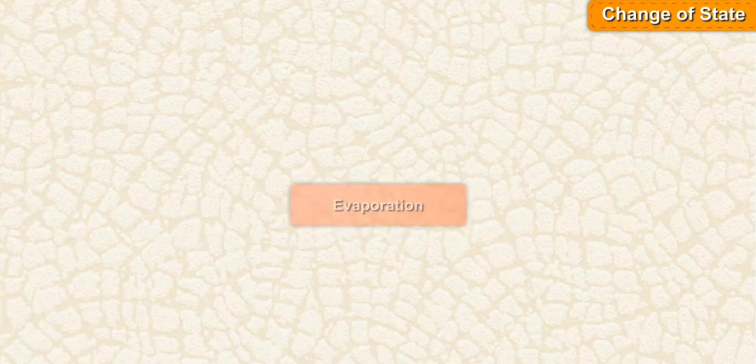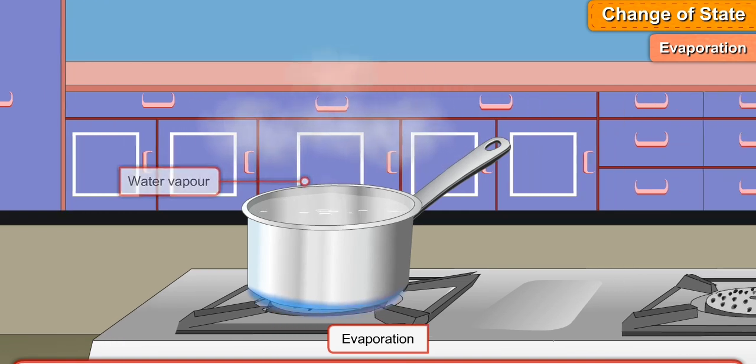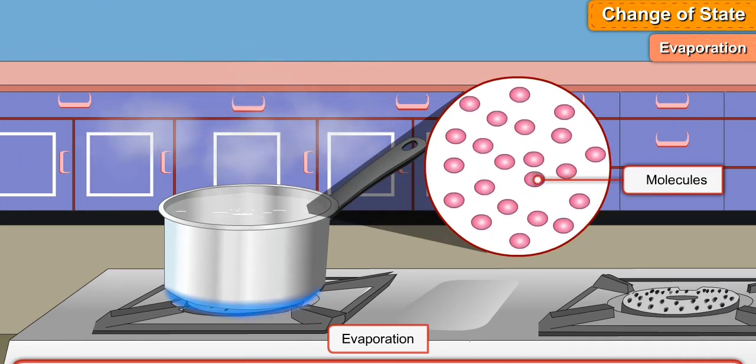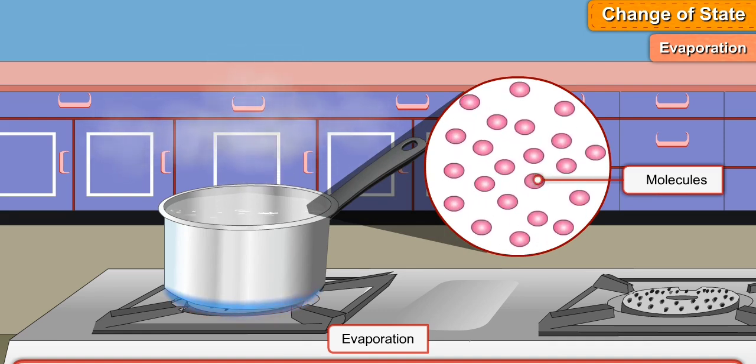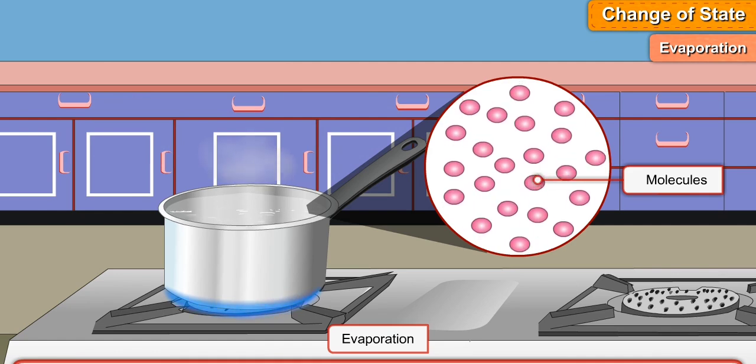Evaporation. When water is heated, it changes into water vapor. The process of changing of a liquid into a gas on heating is called evaporation. The molecules of water start vibrating faster on heating. They become free and escape into the air as gas. Molecules of a gas move much more freely.